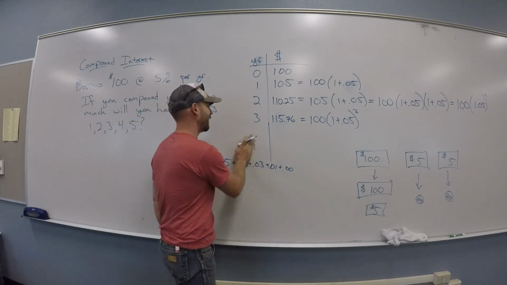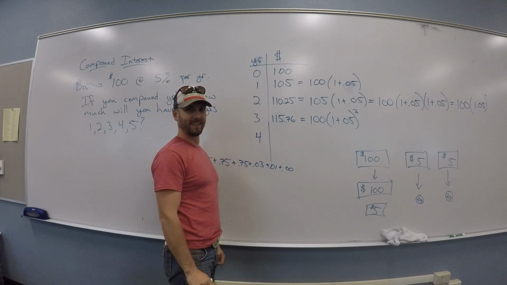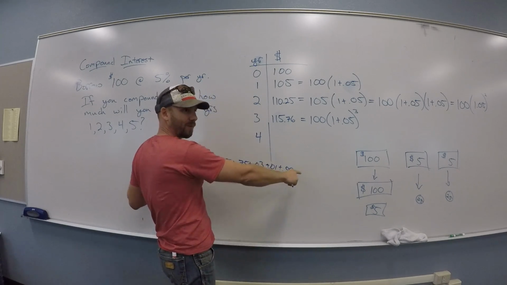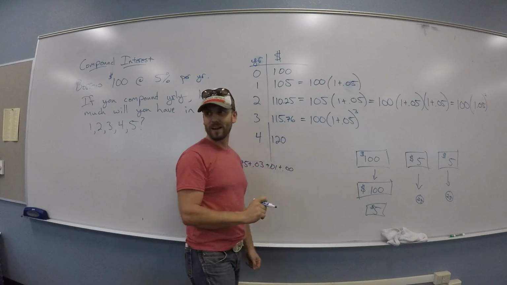So what do you actually get here? Nothing. So what's your total in year 4? I mean, don't figure it out this way, this is horrible. 1.05 to the fourth, it's going to be 121.